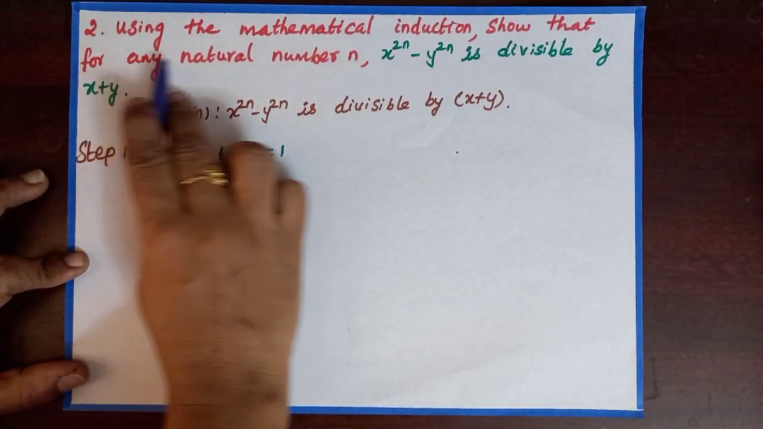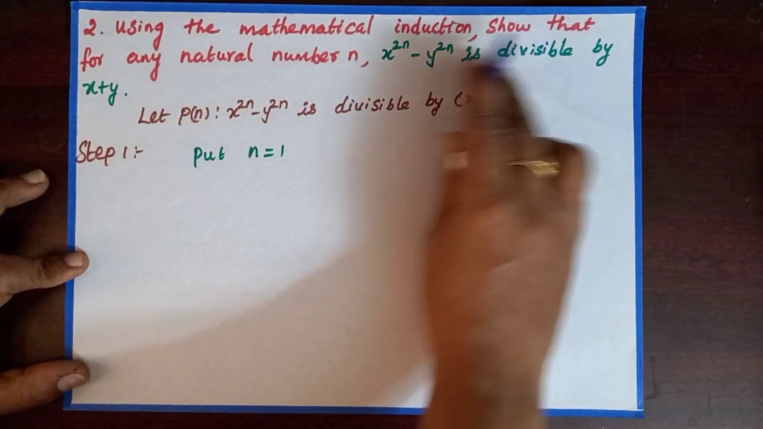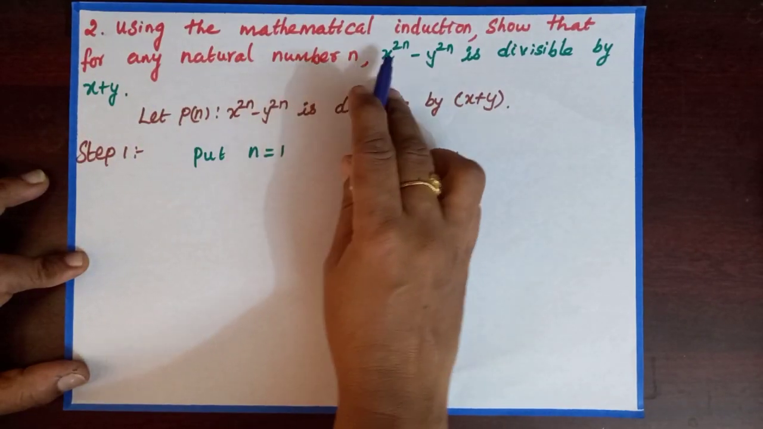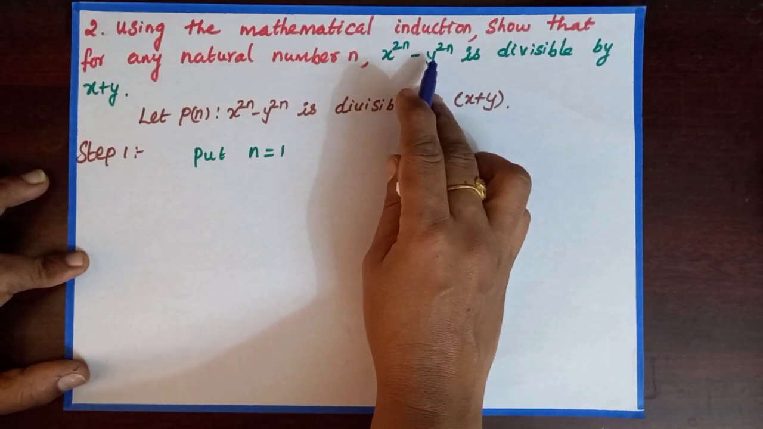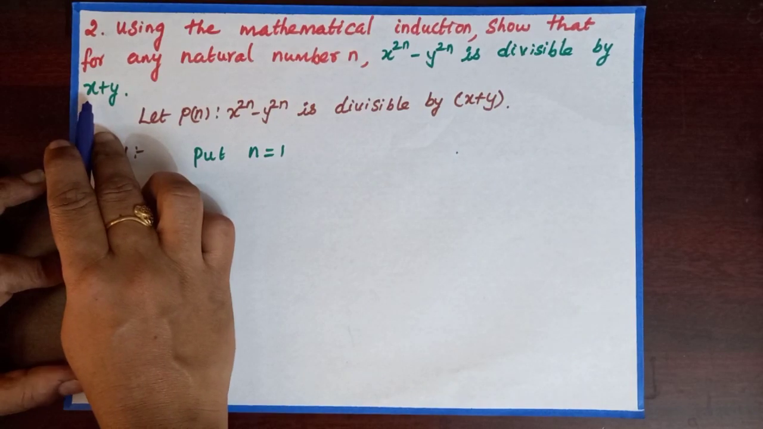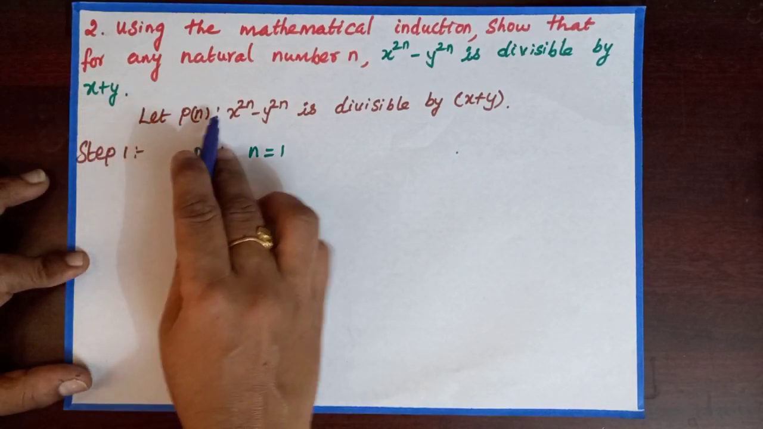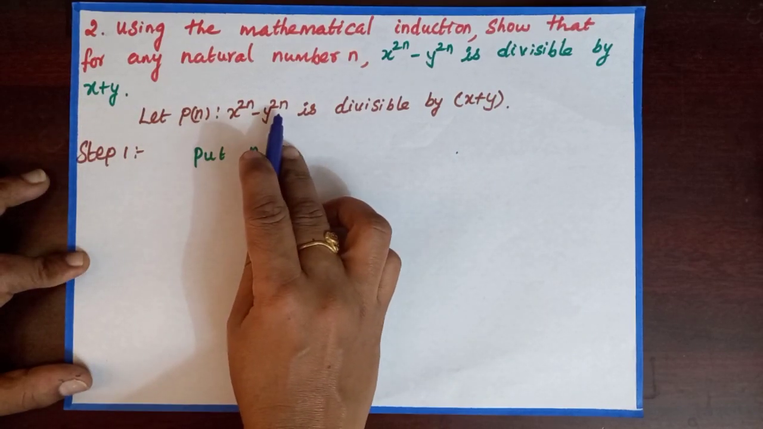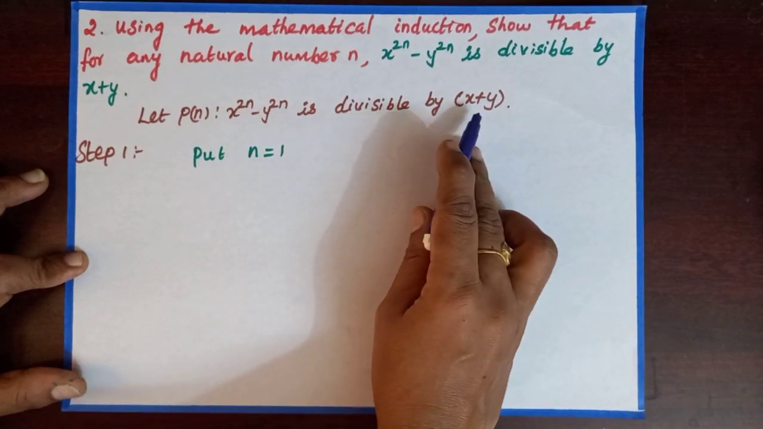Question number 2. Using the mathematical induction, show that for any natural number n, x power 2n minus y power 2n is divisible by x plus y. Let P of n be x power 2n minus y power 2n is divisible by x plus y.